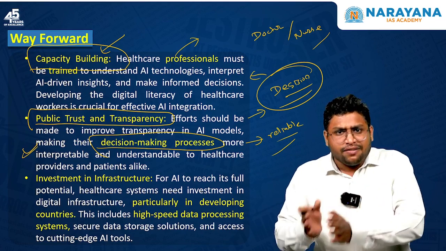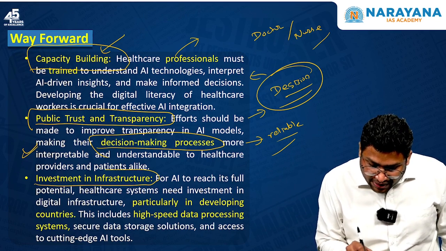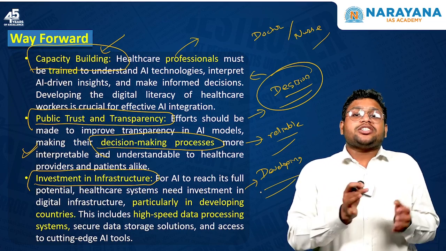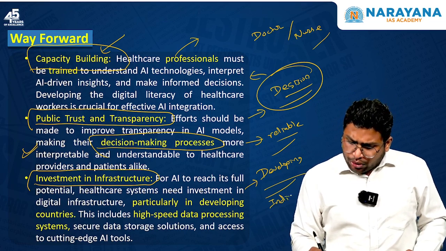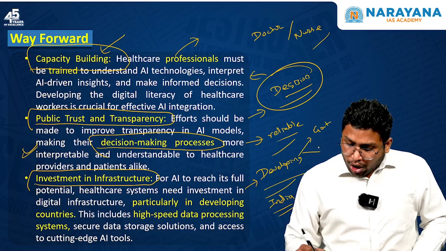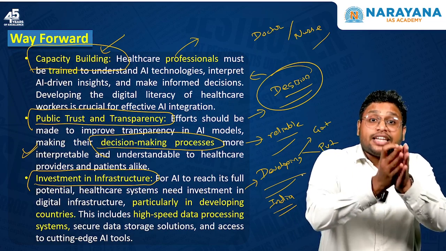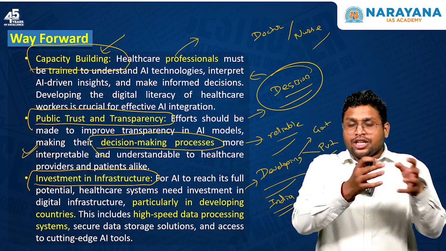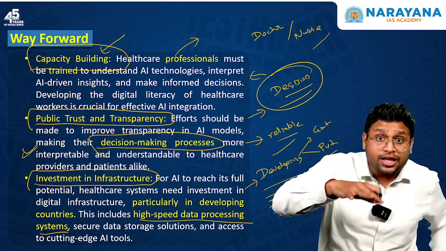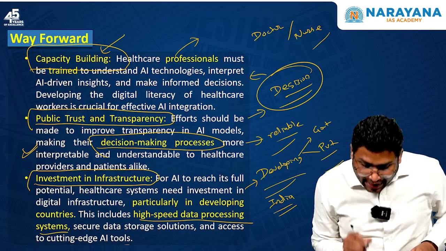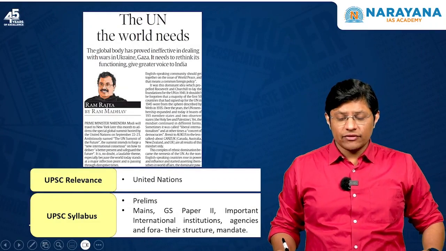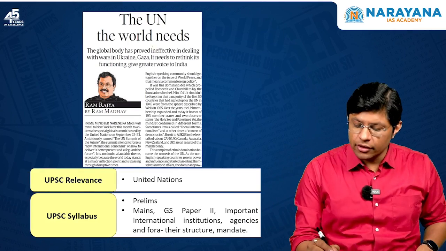And at last, as far as government is concerned, government should focus on the investment part. See, developing countries do not have much infrastructure. And when it comes to India also, we too lack the infrastructure. So we need to make investment. Now this investment could be government investment or private investment. And this investment will take place in the technical aspect. For example, AI needs to process a lot of data in one go. So you require high-speed data processing systems. You need data storage systems. Then you need cutting-edge AI tools. For all these, you require money. So investment is a must.